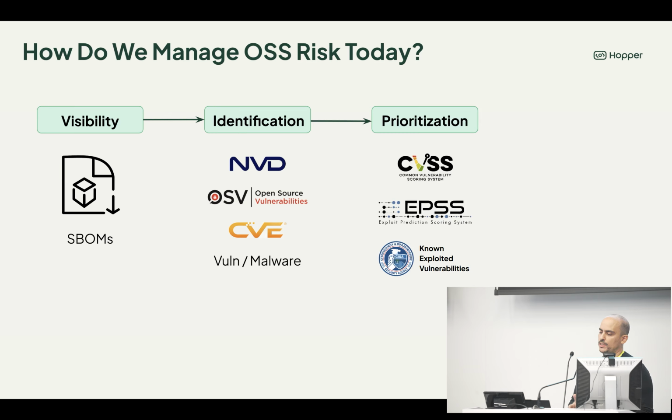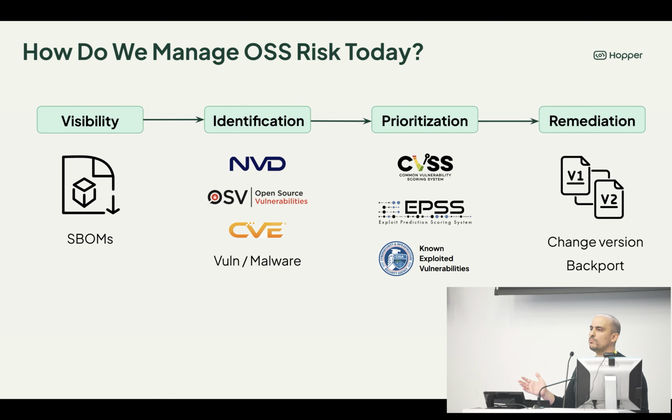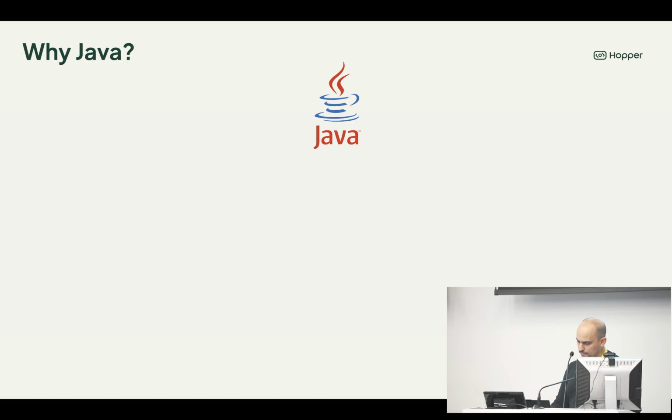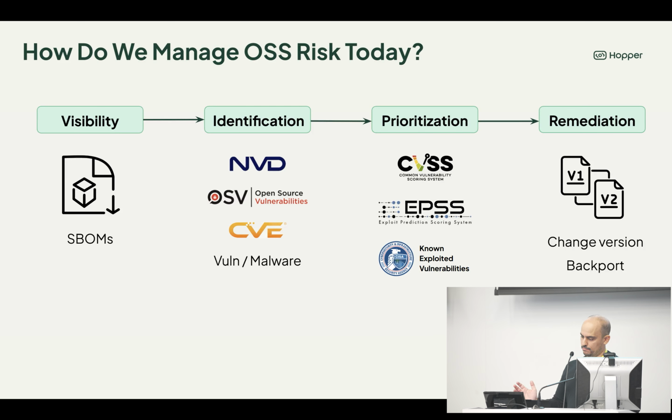The third thing that we want to do is to prioritize the risk. Most of the tools and most of the teams base it on the CVSS score, or the EPSS for the most advanced, or the CISA KEV, or looking for known exploits. And then the fourth part is the remediation. Most of the time it's a version bump. We need to change the version from version A to version B, the non-vulnerable one. When it's very difficult, we can consider doing backporting.